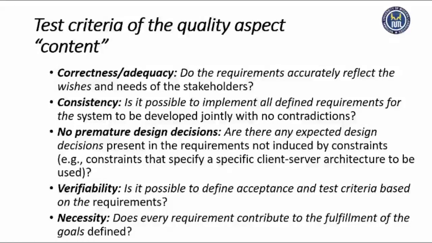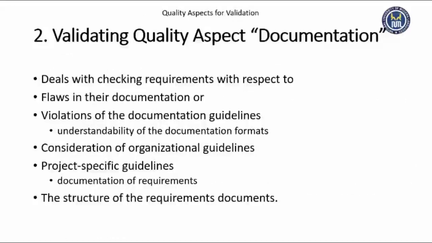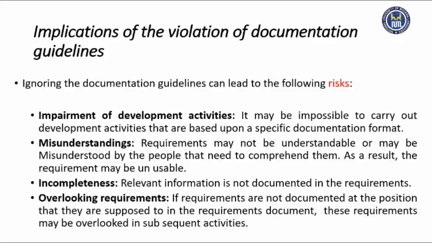Let's move forward and talk about the quality aspect of documentation. It deals with checking requirements with respect to flaws in the document or violations of the documentation guidelines, consideration of organizational guidelines, project specific guidelines, and the structure of the requirement documents. Let's now move on and talk about the implications of document guidelines.